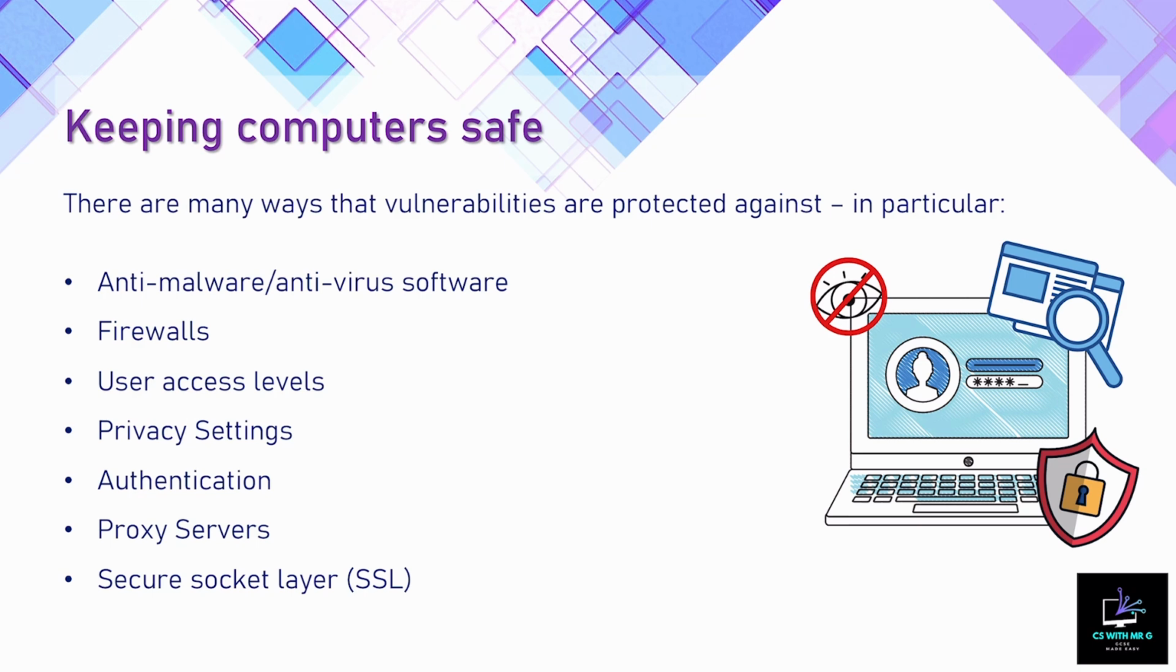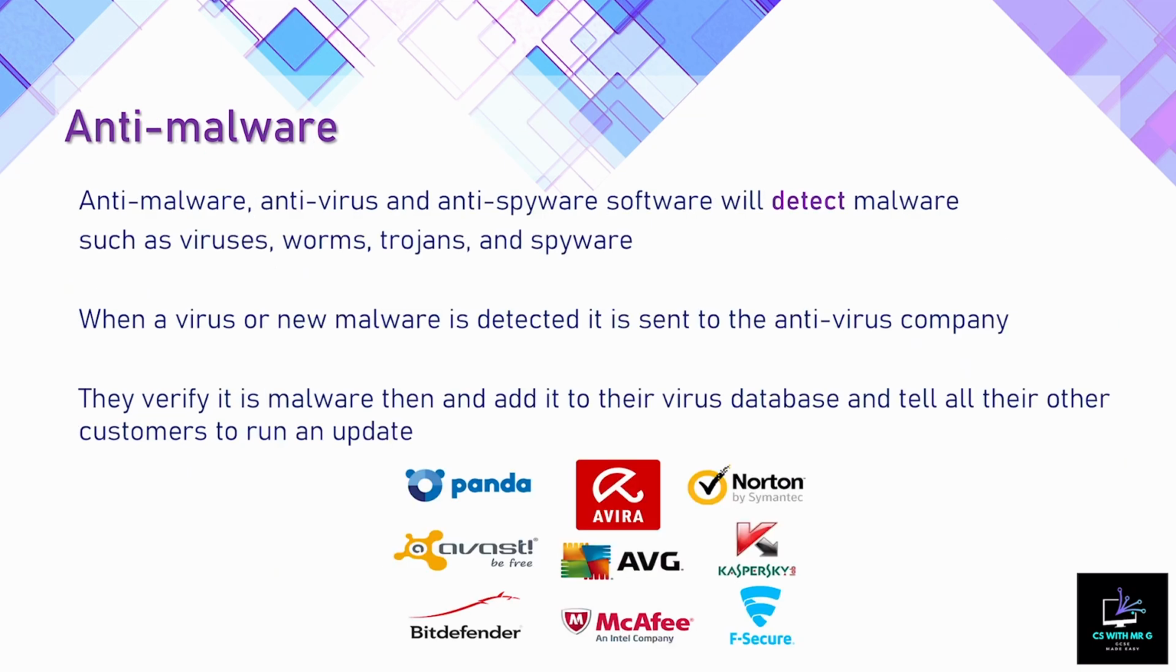Okay, so that is anti-malware, firewalls, different access levels for users, privacy settings, authentication, proxy servers, and secure socket layer, or SSL for short. We need to show knowledge of all of these methods, okay, and be able to describe and explain how they might be used in a certain scenario in the iGCSE syllabus. Okay, so the first one we look at is anti-malware.